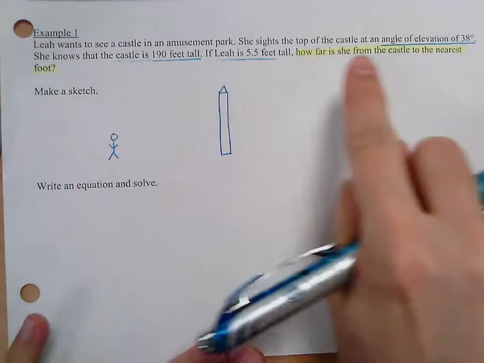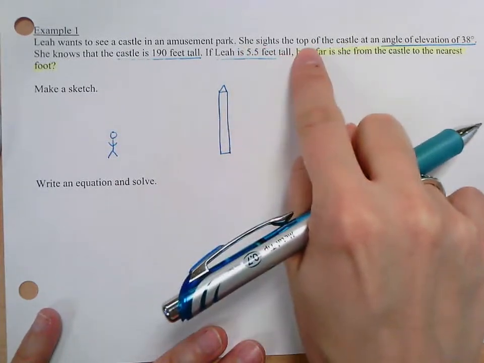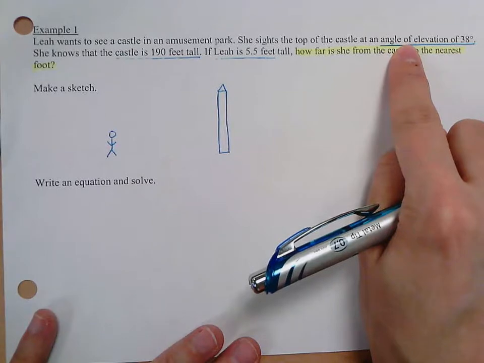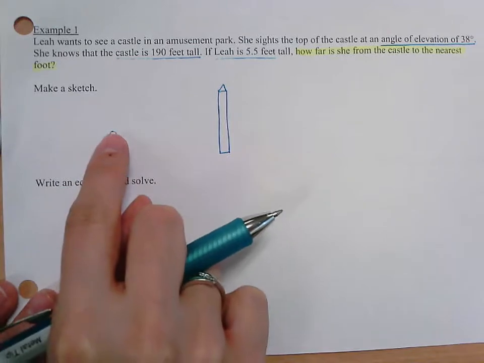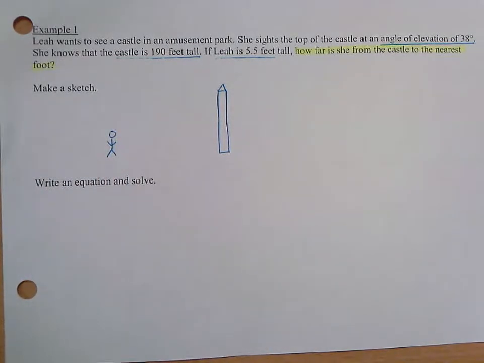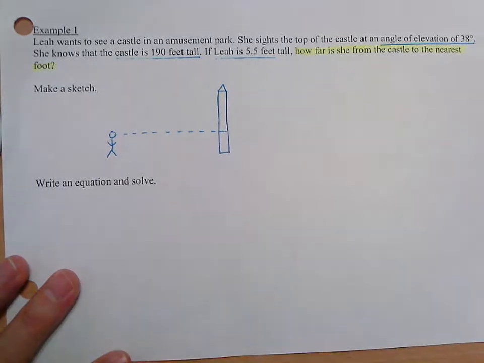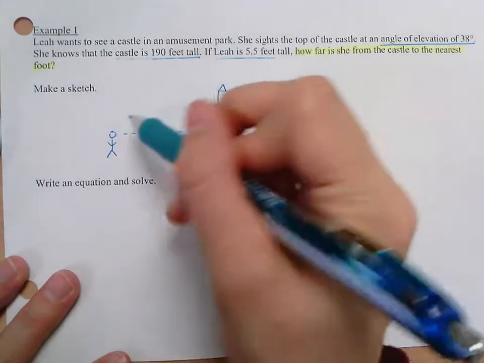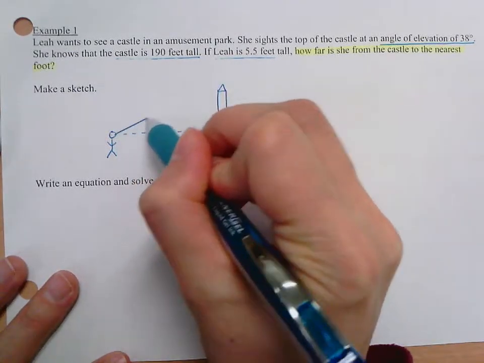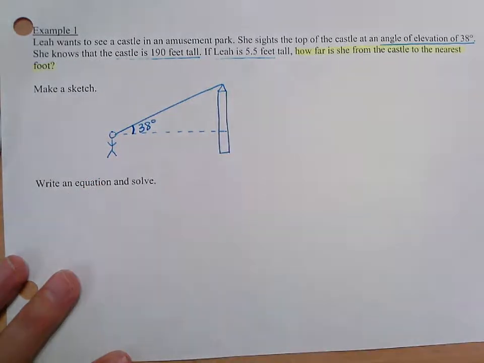Okay, so when it says that she sights the top of the castle, I'm going back to that second sentence. She sights the top of the castle at an angle of elevation of 38 degrees. This is where you draw the angle of elevation. So you have to go off of, if she's standing there, first of all, her line of sight. That is the horizontal line. So her line of sight is here. It's not the horizontal line at the ground. This is her line of sight. And then from that line of sight to the top of the castle, that angle of elevation is 38 degrees.